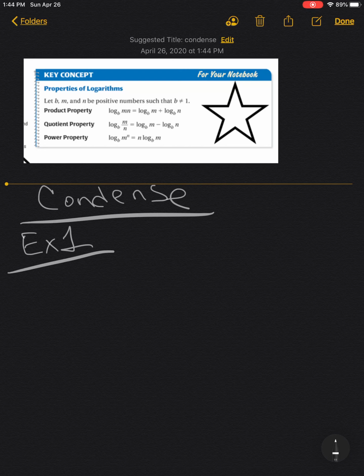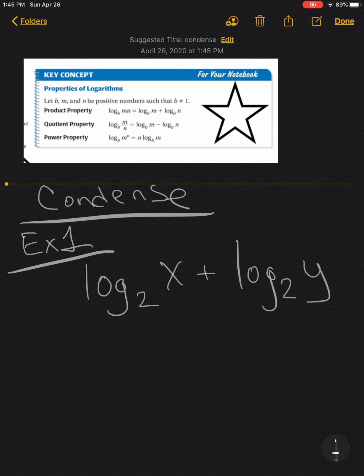Example 1. So let's say you had log base, let's go with a 2, of x plus log base 2 of y. Let's start there. So I'm noticing a plus sign. So you have to ask yourself, what property, where am I showing a plus sign? If you look at the properties above, you'll notice it's product.